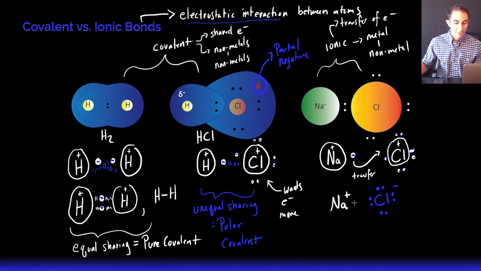And so you're definitely still going to have an electrostatic interaction here. But now this is going to be a full ionic bond because it's between discrete or full negative and full positive charges.